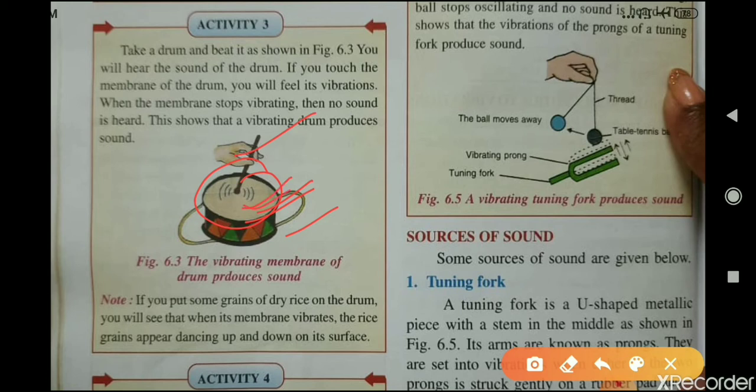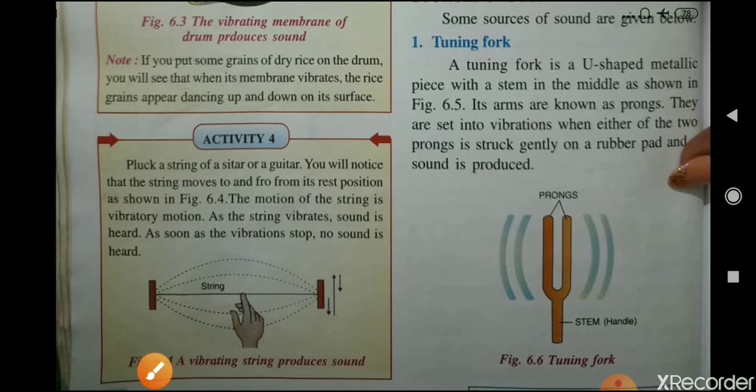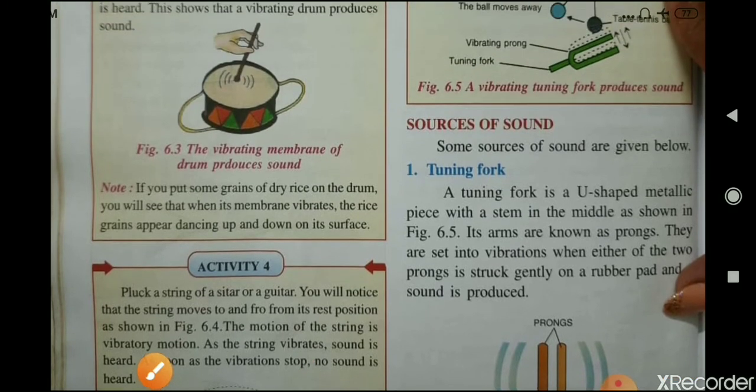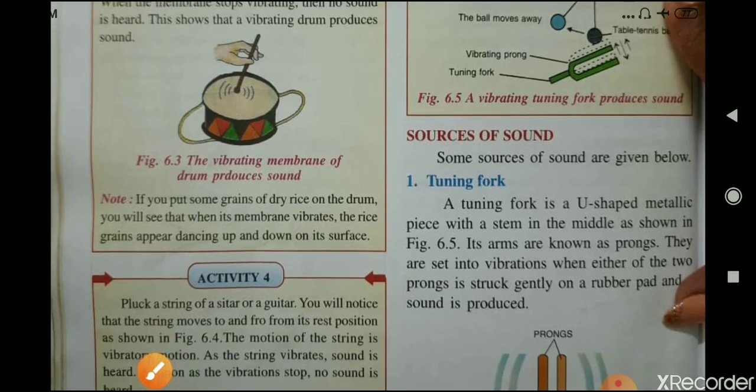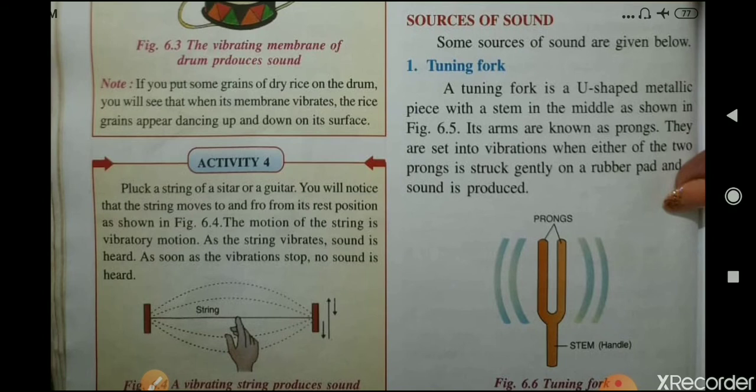The skin of the drum produces sound when it vibrates. In the same way, when this rubber string moves to and fro from its mean position, it starts vibrating and then it produces sound. So these are the activities which show that when a body vibrates, it produces sound.